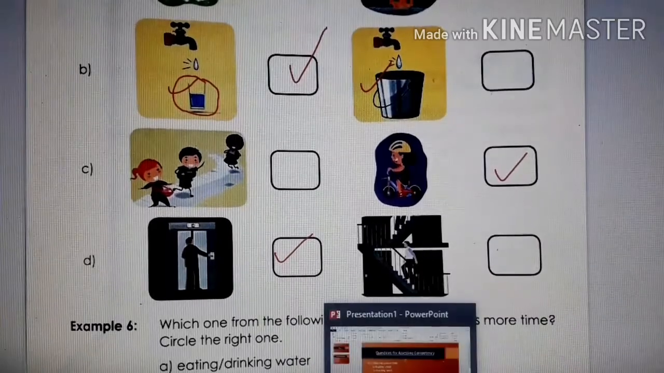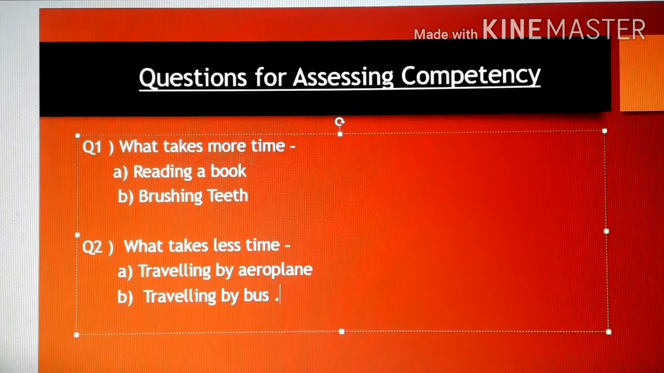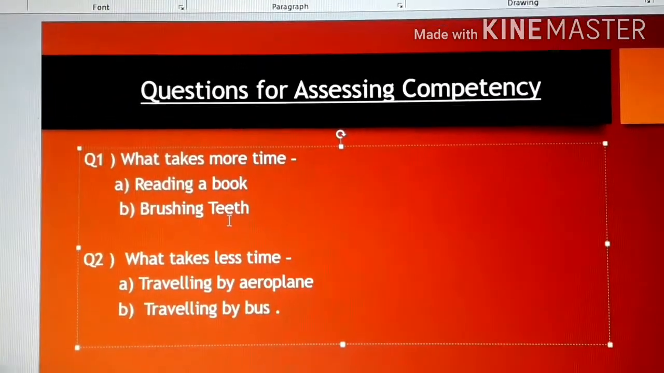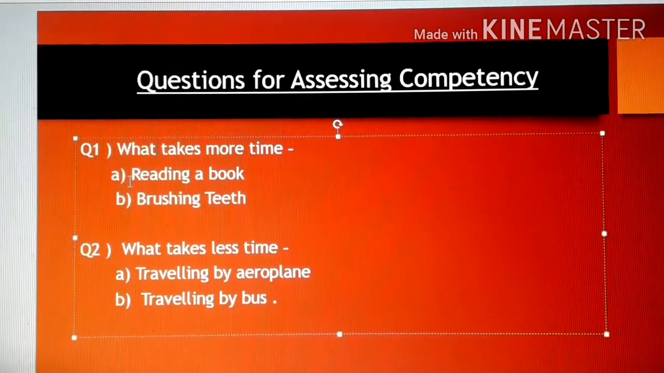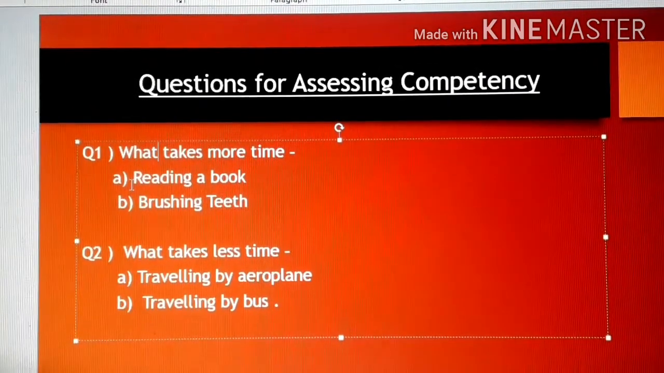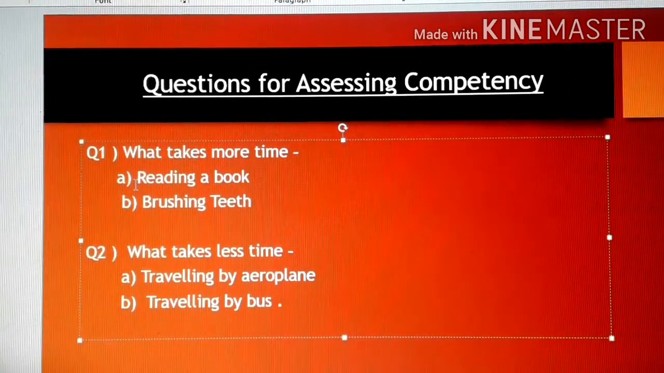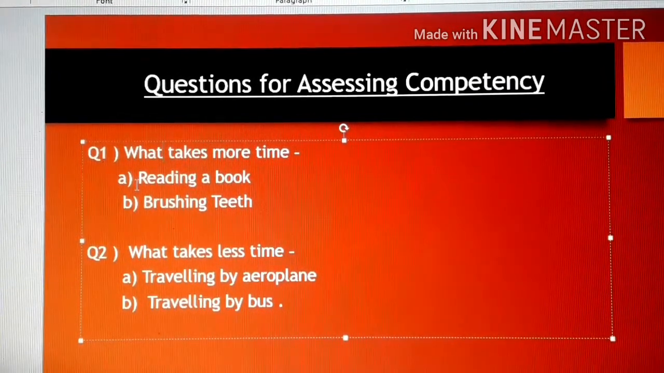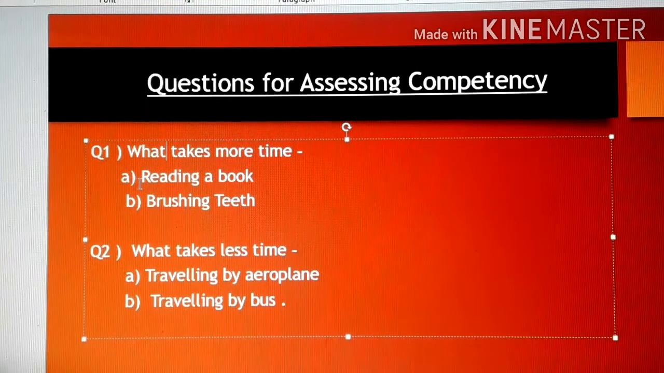Before concluding the class, children, answer this question: what takes more time, reading a book or brushing teeth? You write this answer in your copy, think over it, and I will discuss the answer in the next class. Second question: what takes less time, traveling by aeroplane or traveling by bus? You think over these questions, and I will discuss the answers in our next class.